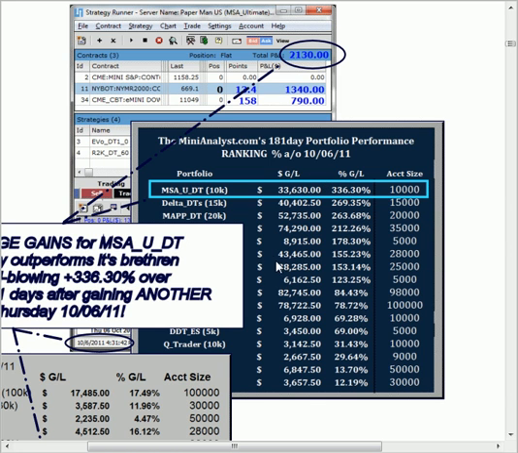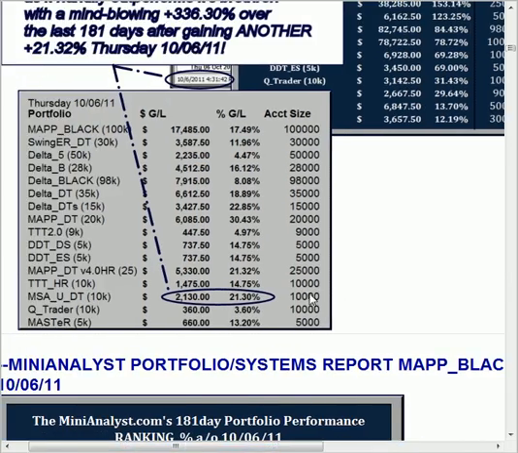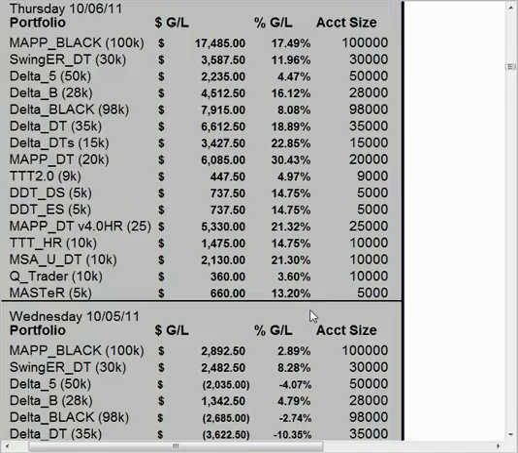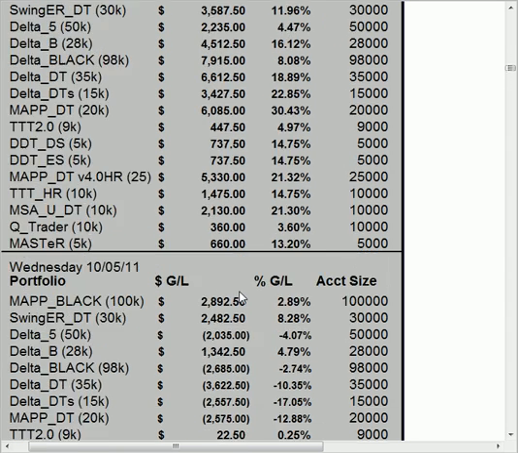270% is impressive. 263% for the MAPDT. So, I'm not sure what else we have to cover. Here's how we've been doing. Look at the MAP Black gaining 18% yesterday. Pretty impressive. I mean, a $100,000 extraordinarily diversified portfolio gaining 18%, $17,500. The MAPDT there is at a 30% gain.